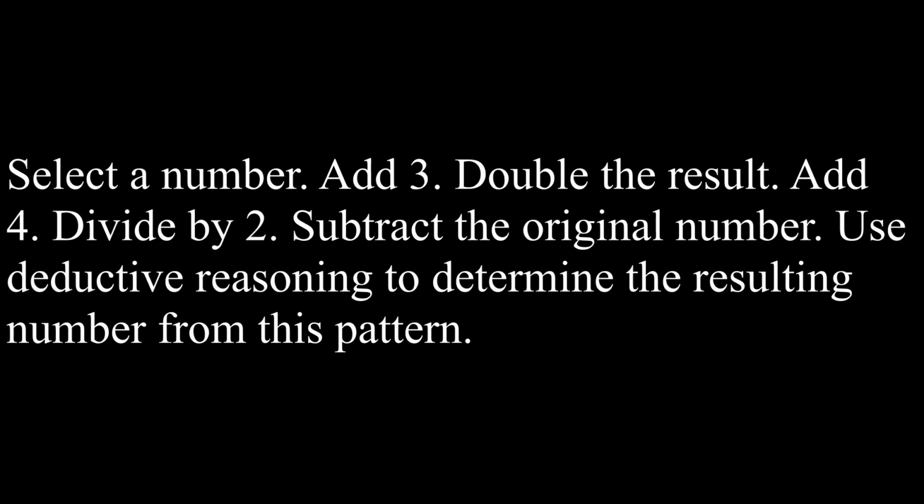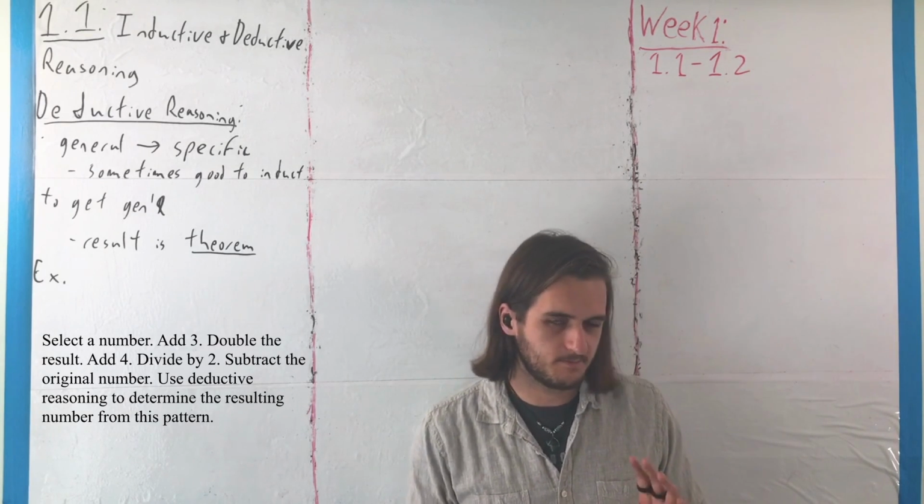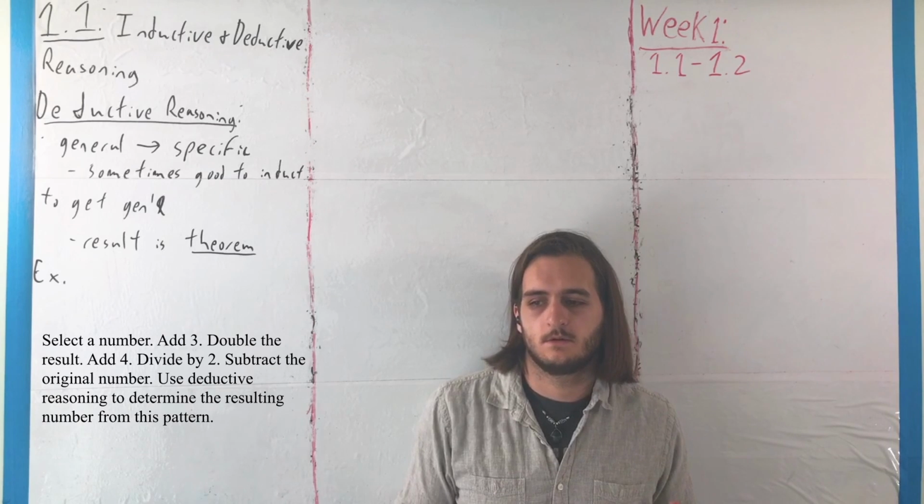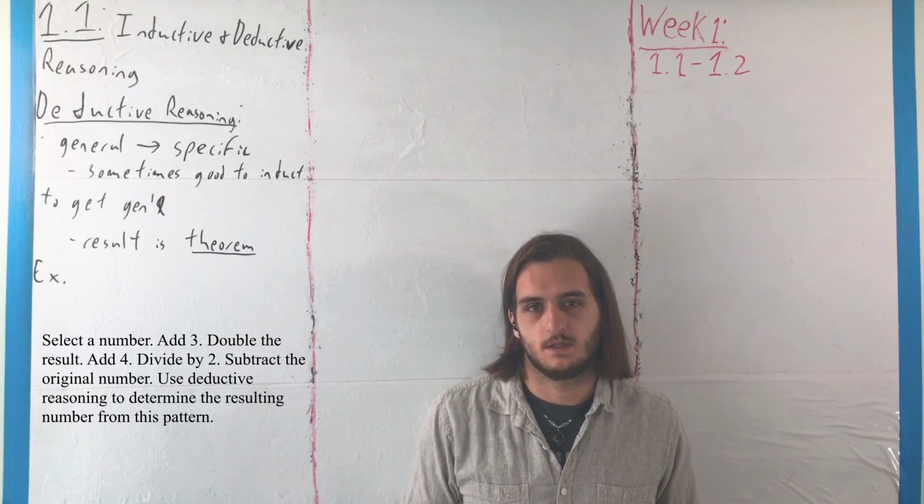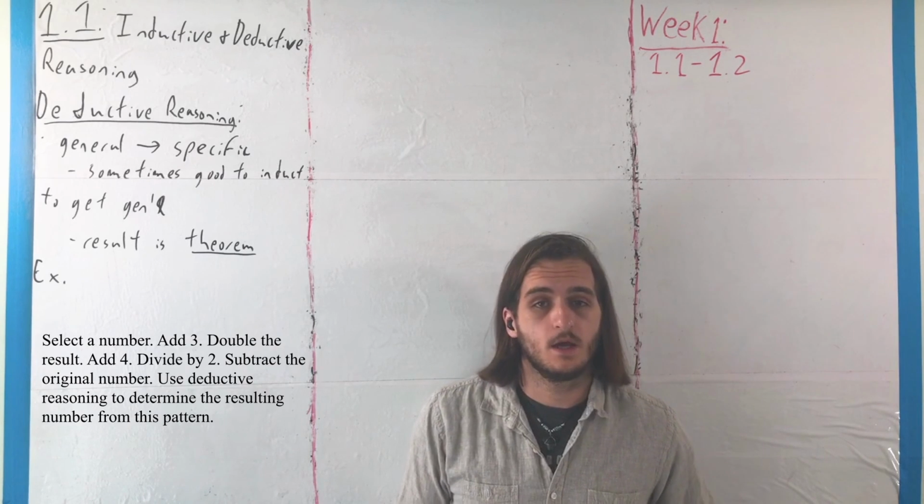For this example, we will select a number, then add 3, double the result, add 4, divide by 2, subtract the original number, and then use deductive reasoning to determine the result of this pattern. So we have the pattern described, but math people like abbreviations. They like actually being able to say this is what that whole thing looks like.